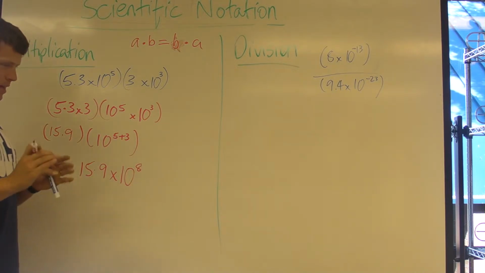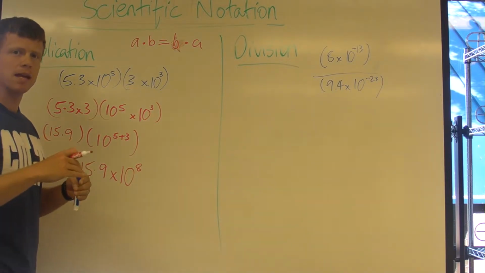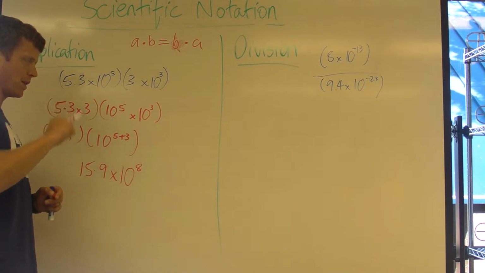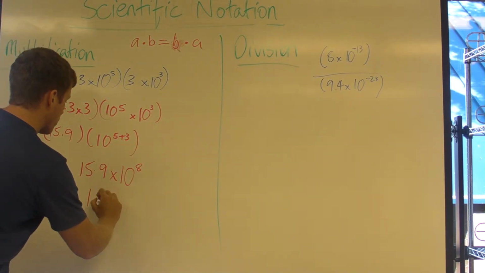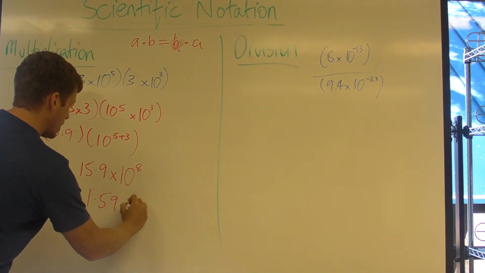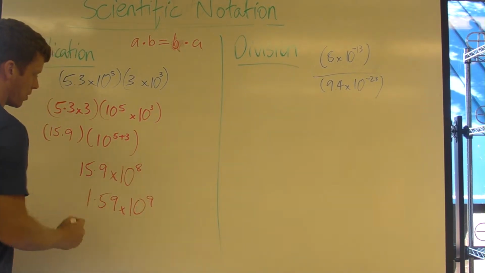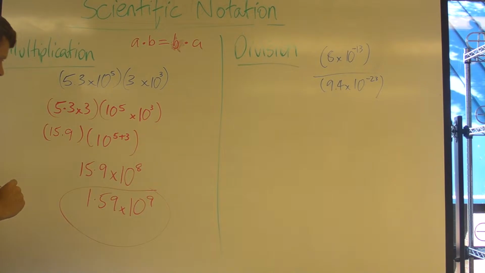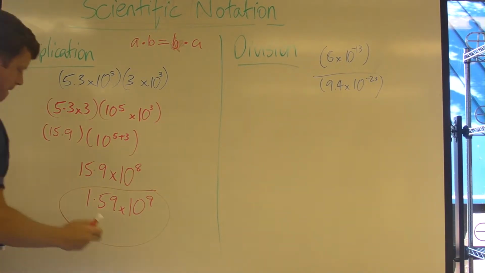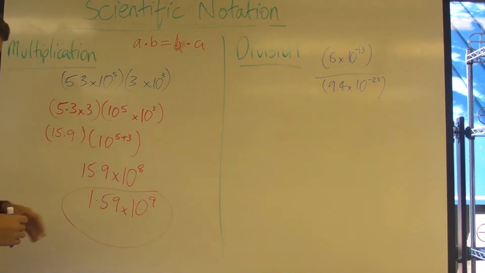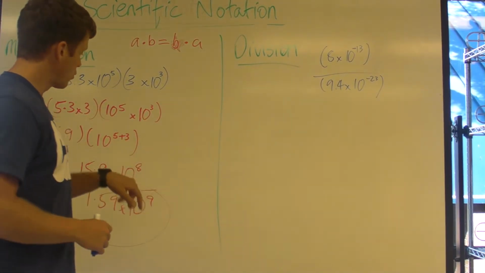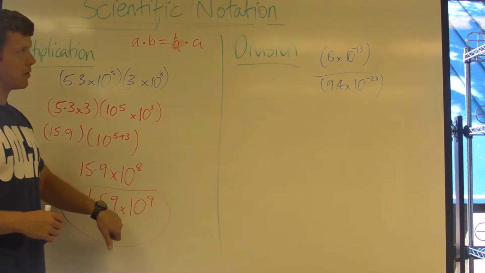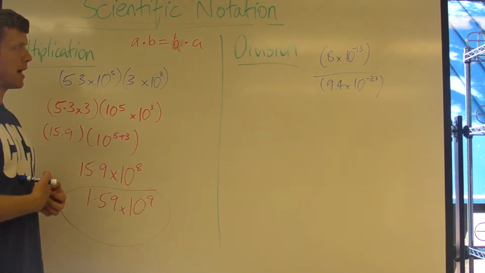15.9 is bigger than 10, so we've got to make it between 1 and 10. So I'm going to move the decimal one more place, so that'll give me 1.59, and that's going to make this exponent go up 1. So that would be my answer. So as well as being able to show your work, definitely check it on the calculator. I'll show you how to get this typed in on your calculator if you need that.